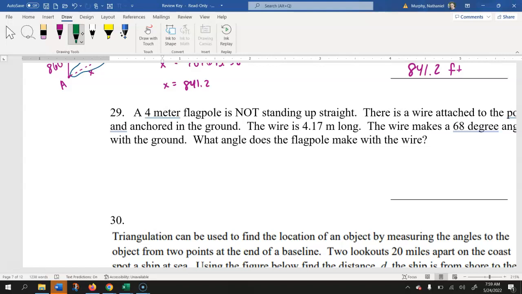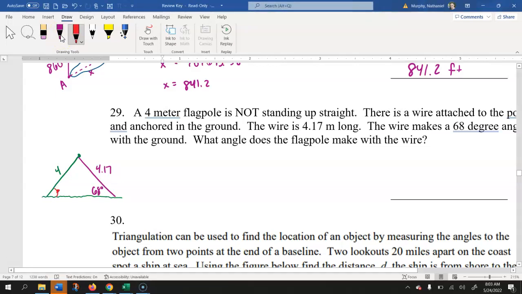All right, so I'm going to draw my flagpole here. And here's the ground. And then there's going to be a wire attached to the ground there. And that wire is 4.17 meters long. And the flagpole is 4 meters. And they tell us that the angle that the wire makes with the ground is 68 degrees.